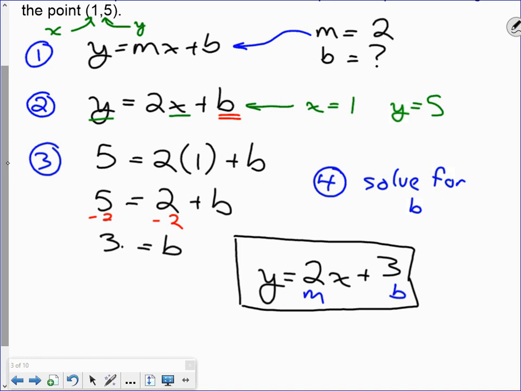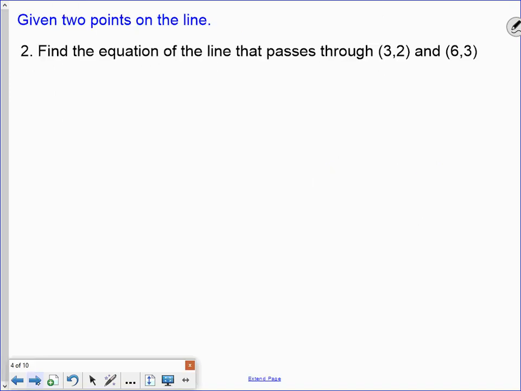All right. Let's try one that's a little bit more complicated here. Okay. Find the equation of the line that passes through the point (3, 2) and the point (6, 3). Okay. So again, first step is going to be, what is our general equation? y equals mx plus b. Okay? We need to figure out what is m and what is b.